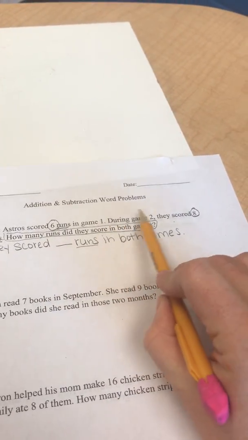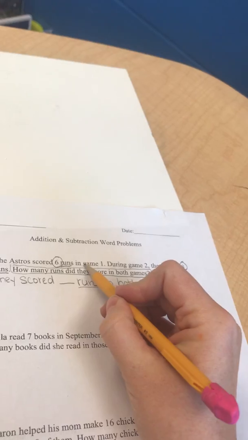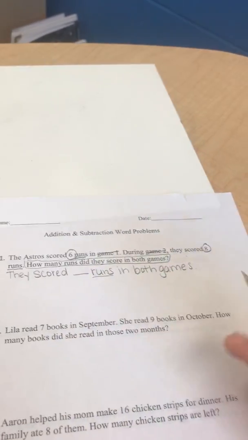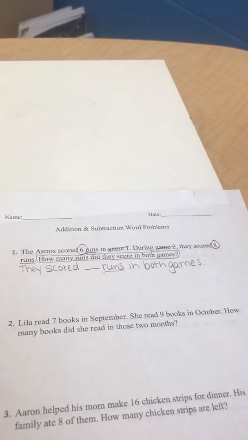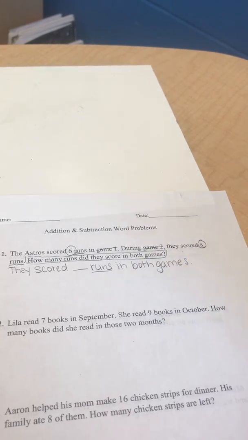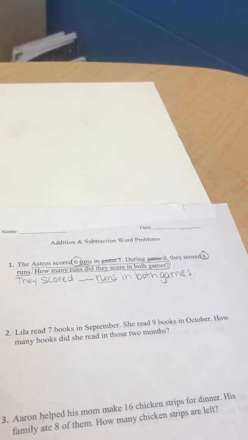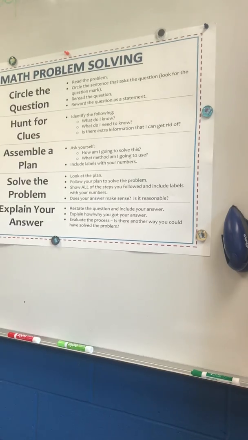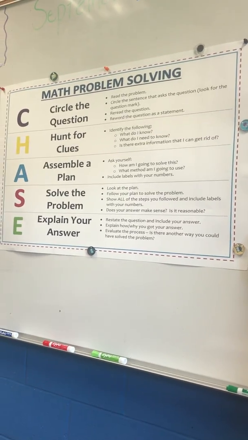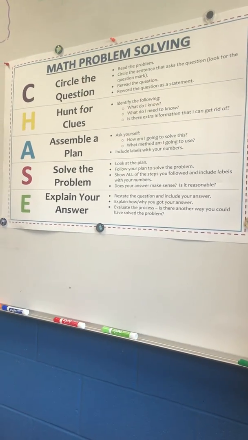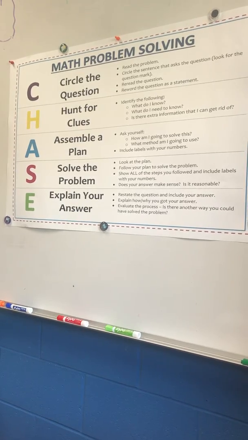These extra numbers are confusing me. So I'm going to throw them away because I do not need them. I don't want to end up adding those numbers or subtracting those numbers because then it will cause me to get a wrong answer. So then I am going to go to my next step, which is assemble a plan. How am I going to solve this? What method am I going to use? Include labels with your numbers.